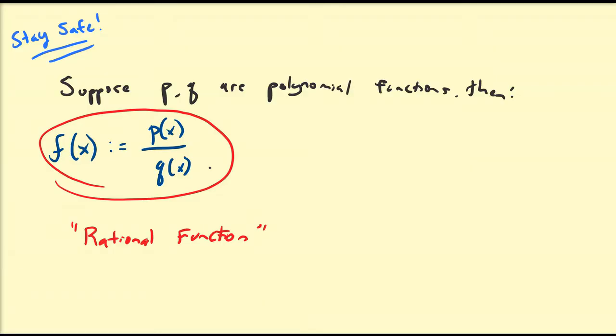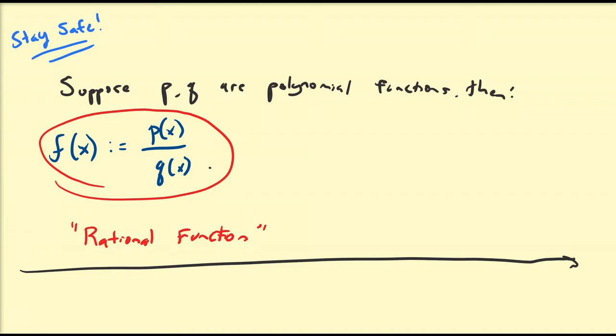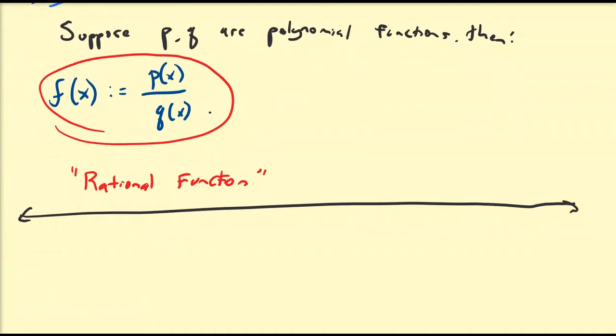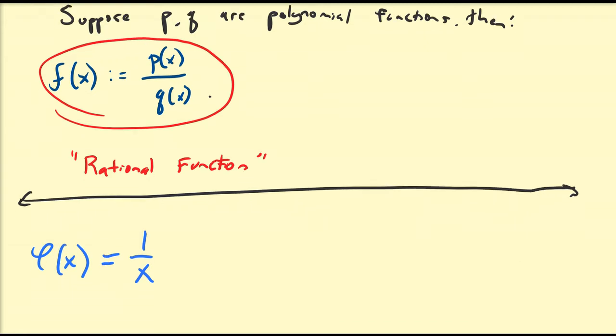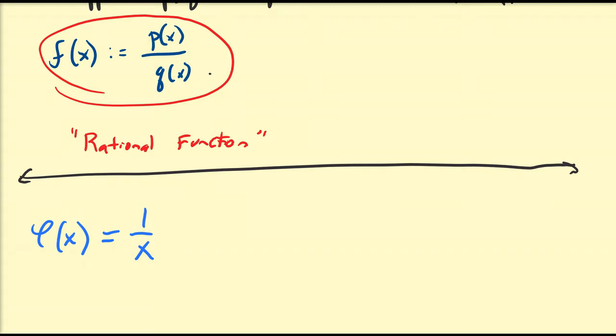Alright, so before we make things super complex and difficult, we're just going to begin by looking at the basic rational function phi of x is equal to 1 over x. We're going to look at a couple characteristics for this particular function, because you're going to notice that some of the characteristics of this very simple looking rational function are actually going to carry over into the more complex representations of rational functions.